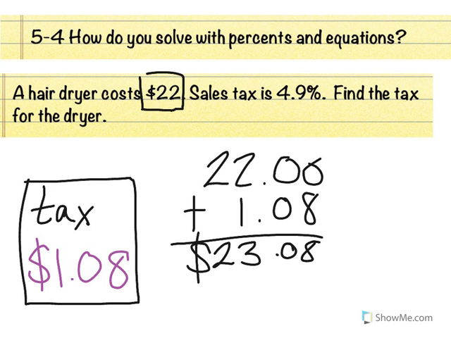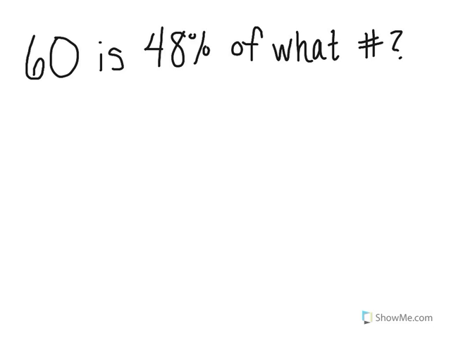Okay, we have one more example. It's about finding the whole amount. We might have gone over this, setting it up using proportions. This is just another way to set it up, writing an equation. Okay, if we're asked 60 is 48% of what number, I'm looking for my original number that the 48% is being taken from.